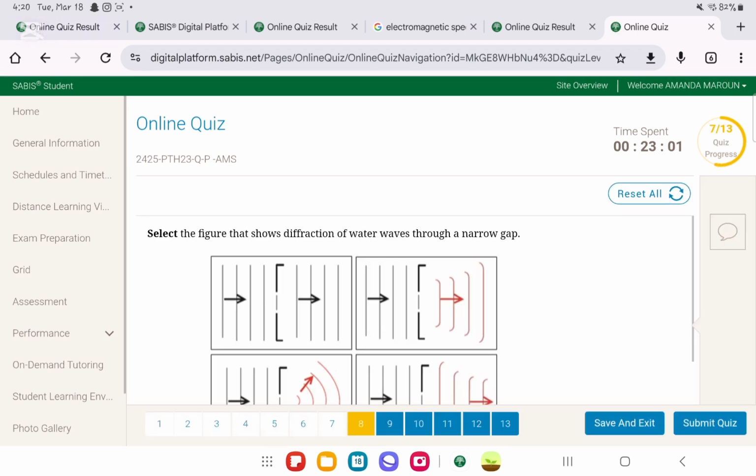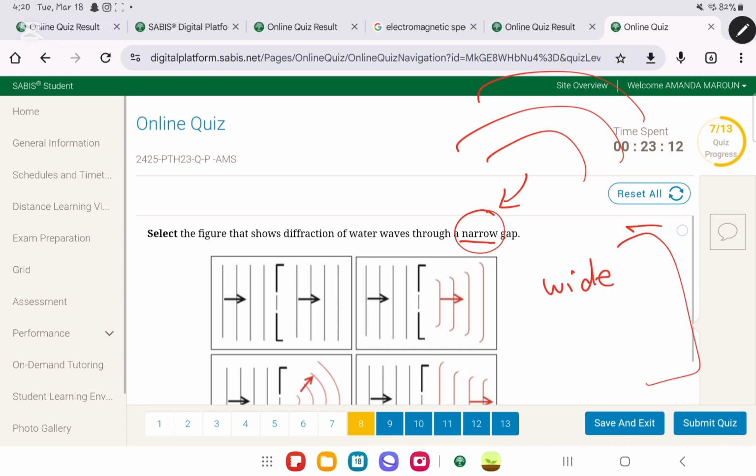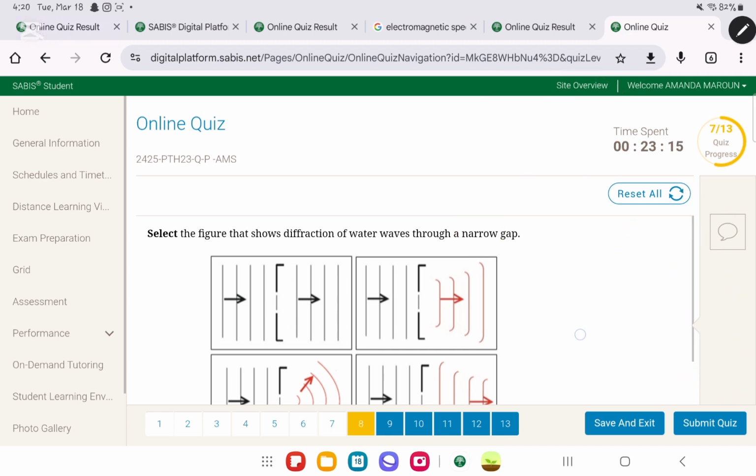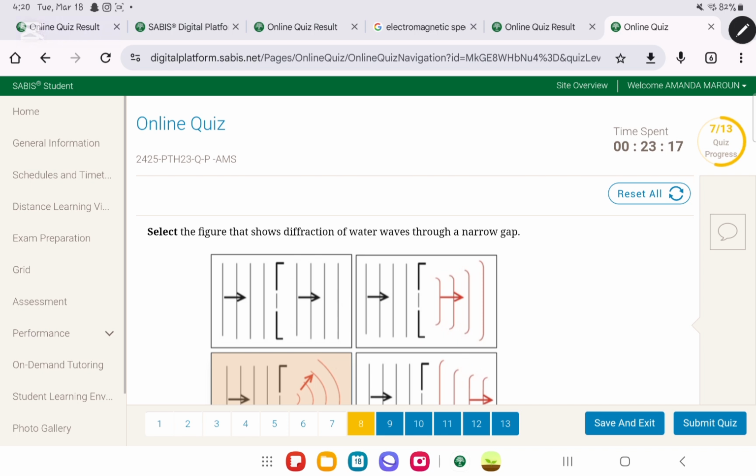Okay, select the figure that shows diffraction of water through a narrow gap. The key term is narrow. Whenever you see narrow, that means the waves are going to be more curved. When it is a wide gap, you should know that they are going to be more like brackets, okay? So it's definitely this one. This case would only occur if it was a straight line like this and a big gap, so it would occur like this.